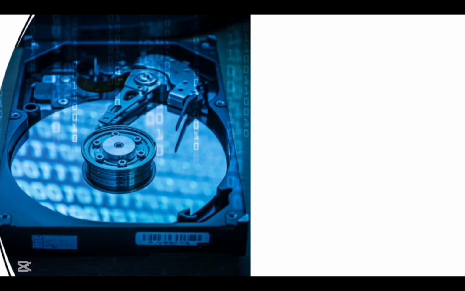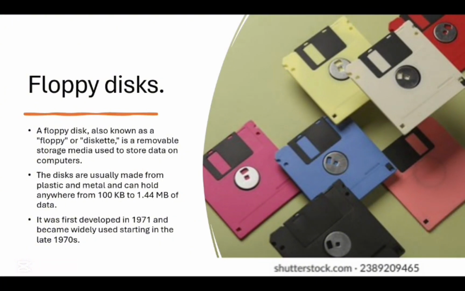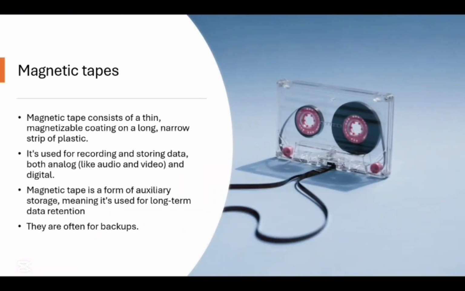Magnetic tapes. Magnetic tapes consist of a thin magnetizable coating on a long, narrow strip of plastic. It's used for recording and storing both analog and digital data. As a form of auxiliary storage, it's often used for long term data retention and backups. Cassette tape image. Here's a familiar example of magnetic tape technology.